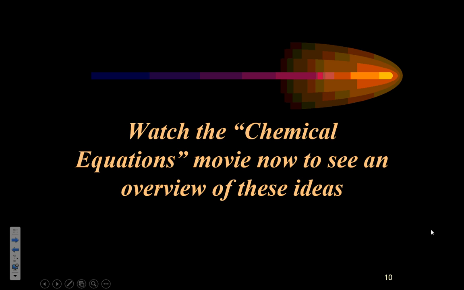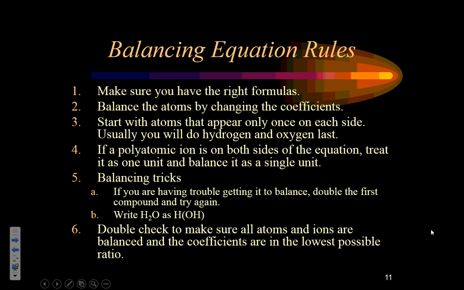Now at this point, I want you to watch the movie Chemical Equations that was right below this as kind of a nice overview of this idea. But we're going to move forward and look at balancing equations. Now, fundamentally, we're going to look at 6 different rules for balancing equations. And I'm going to individually look at each of these. And actually, all of my examples come right off your homework. So as we're going through this, you might want to have out your balancing equations homework assignment.